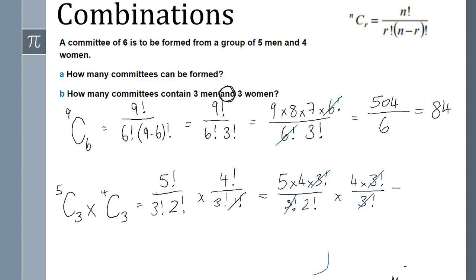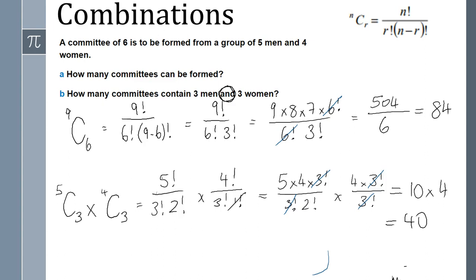So we're just simplifying through here. We've got 5 times 4, which is 20, over 2, which is 10, times 4. So there are 40 different committees that we could form that consist of 3 men and 3 women, in any order. So if you've got that formula down, you should be pretty okay.